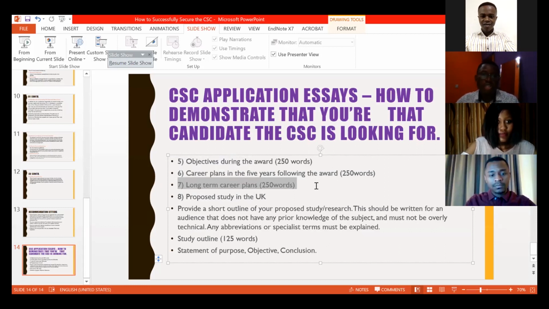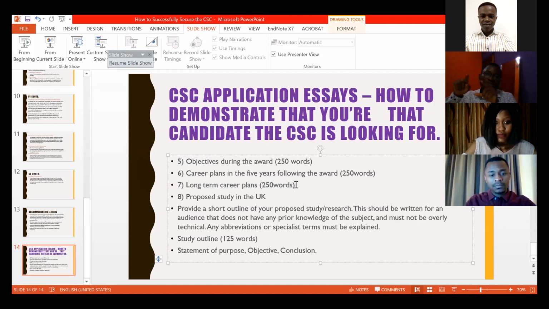Then through that position, I'll be able to do A, B, C, D. You understand me? Whatever you're saying, you should say what you're going to do as a result of that position. Okay? So be ambitious here. Be very ambitious. Commonwealth are looking for ambitious people. So be very ambitious here and state what you can do.